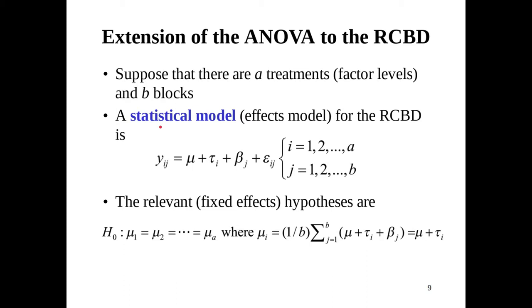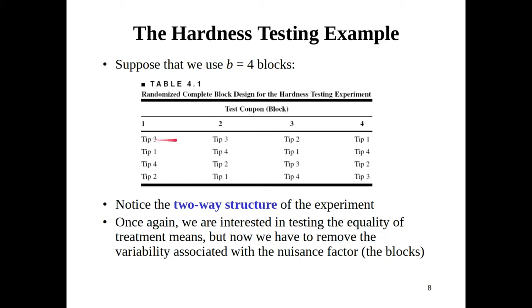So let's write down a basic statistical model. We can also call it the effects model for the RCBD problem. Any individual observation Yij means our experimental result, our hardness testing result. Like in this table, after performing these experiments, we're going to write down the hardness testing results that we achieve, right?